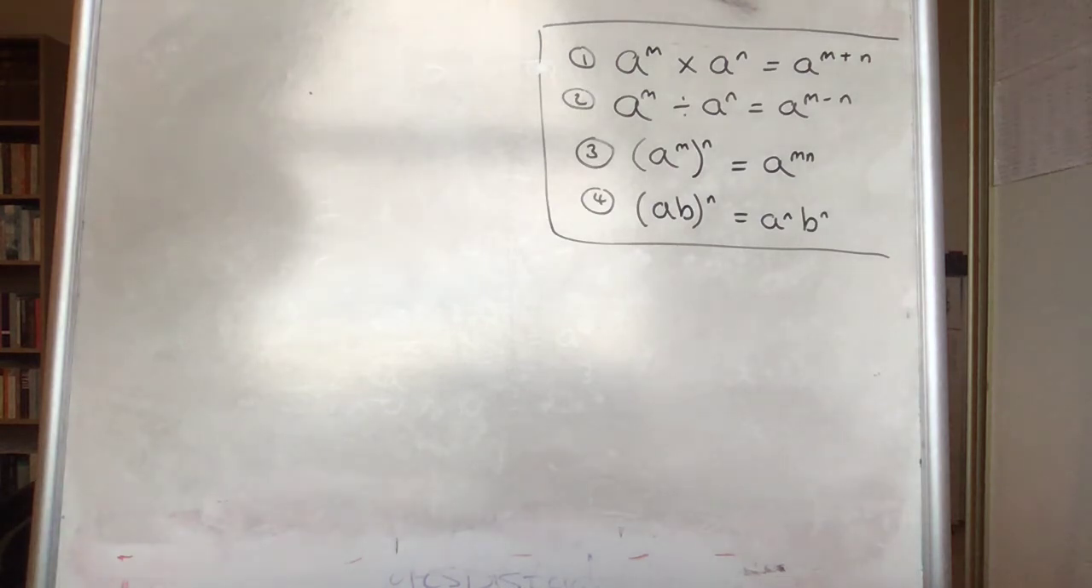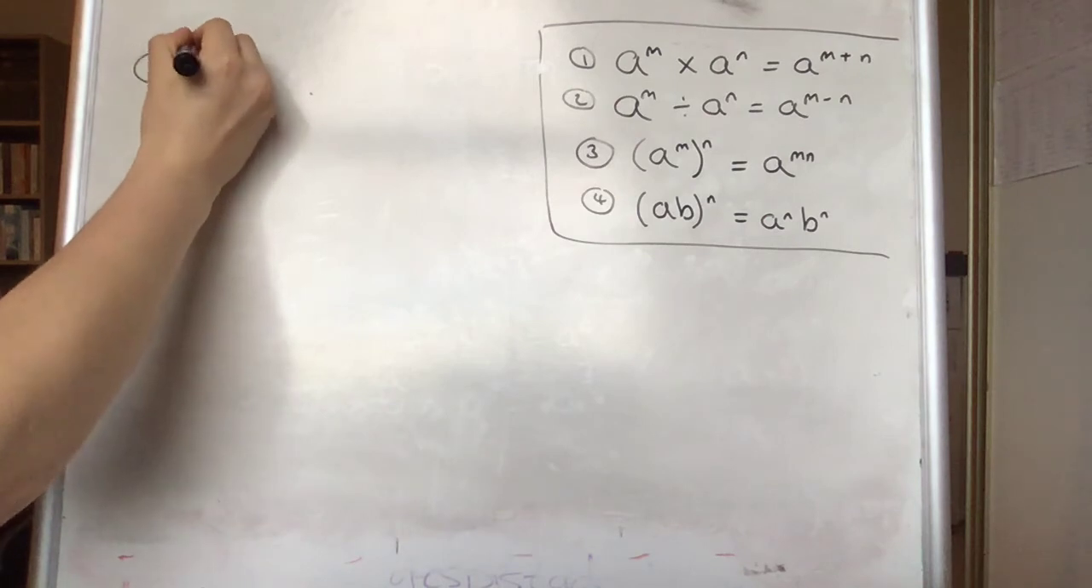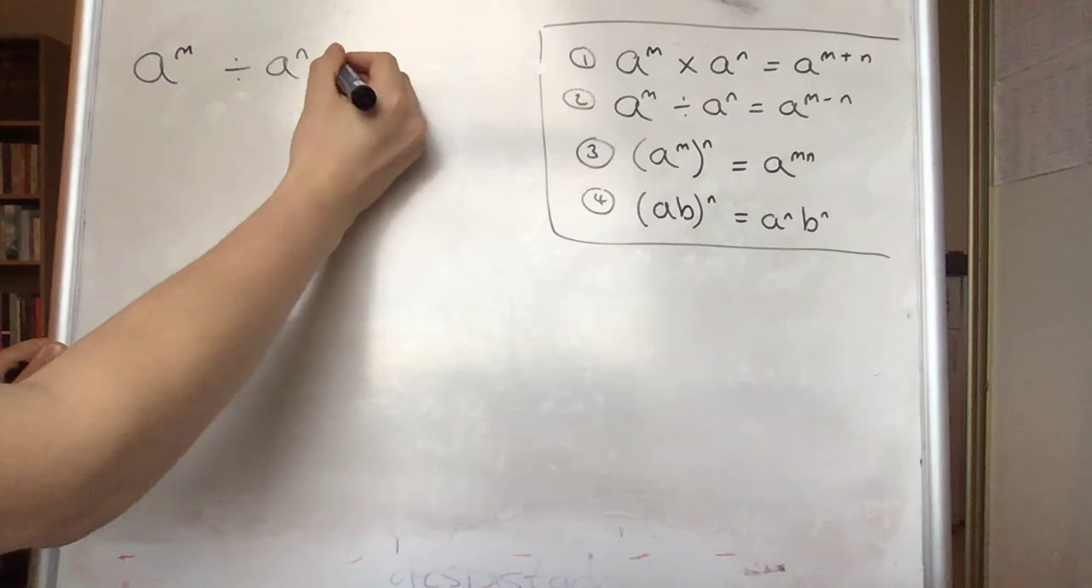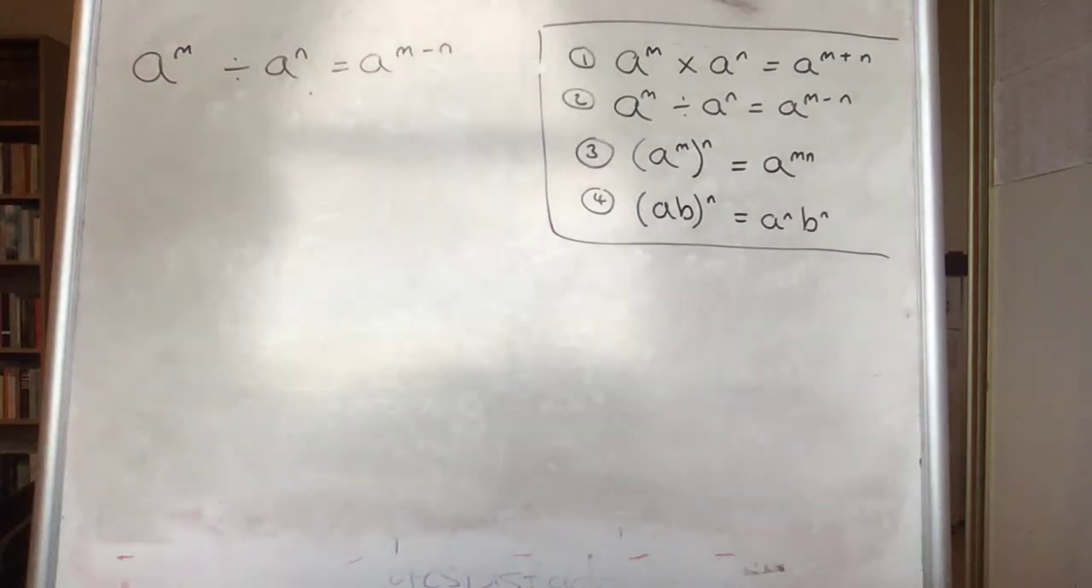The second law can be expressed as a raised to the power of m divided by a raised to the power of n equals a raised to the power of m minus n.